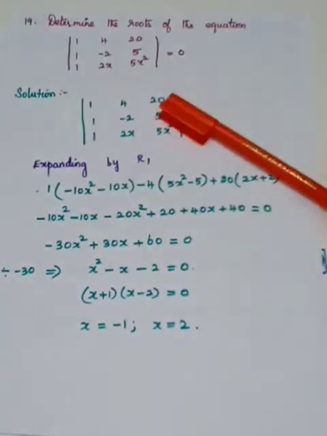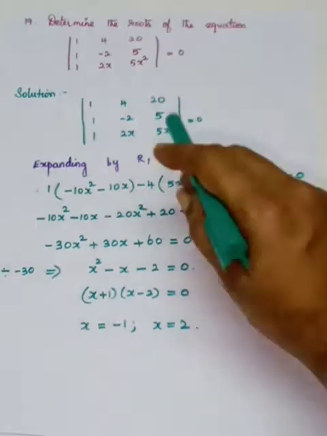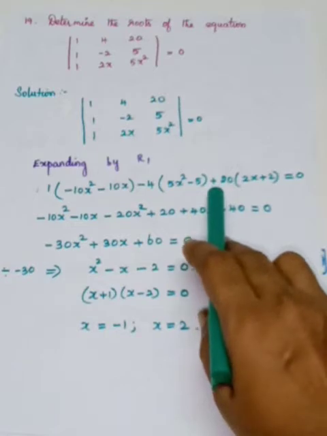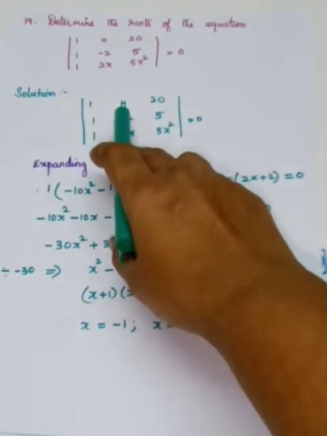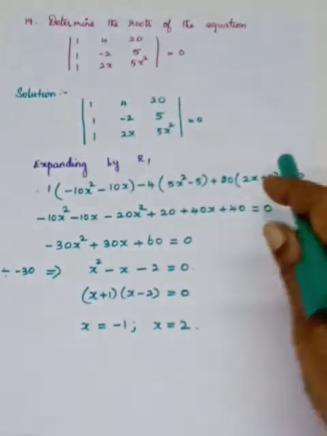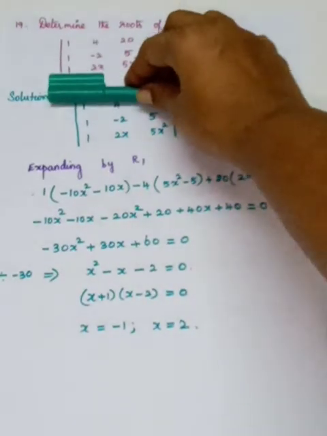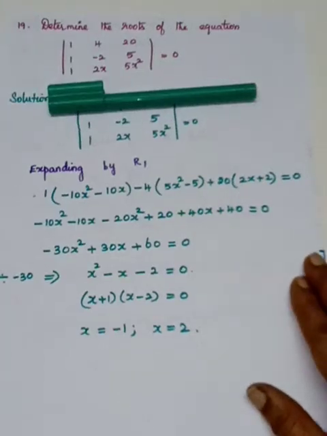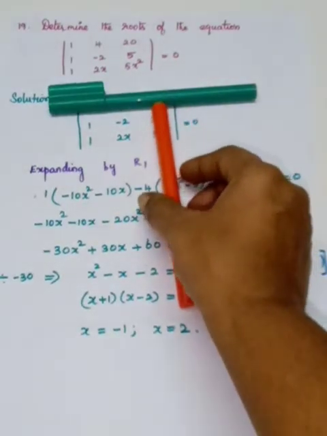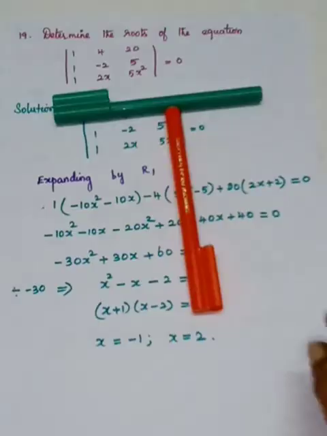Next, R1 third element. What is the R1 third element? It is 20. Okay, you have to write plus 20. You need not change the sign. Only you have to change the sign of the second element. So plus 20 into, what you have to do? Delete the first row because 20 is present in the first row. And which column has to be deleted? 20 is present in the third column, so it has to be deleted.